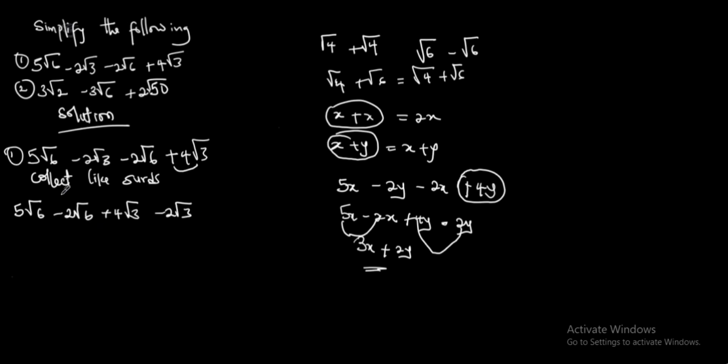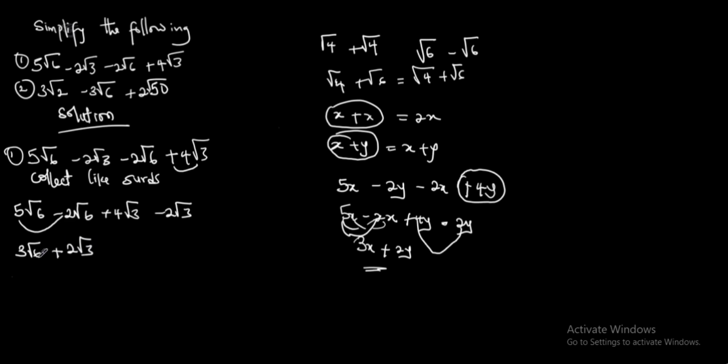Now, 5 root 6 minus 2 root 6, like I did here, what I did was just to subtract their coefficients, and then I pick one of the x. It's the same thing. We subtract 5 and 2. 5 minus 2 will give us 3. Then our result will be root 6. Now, plus 4 root 3 minus 2 root 3, 4 minus 2 will give us plus 2. So we have plus 2 root 3.